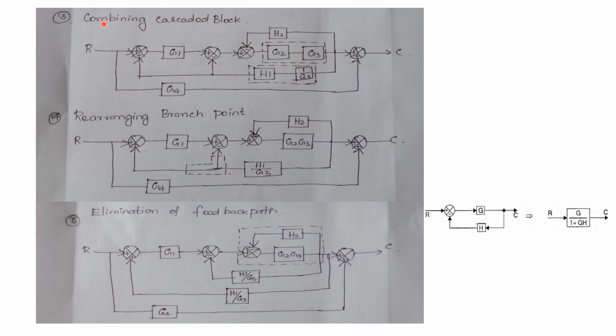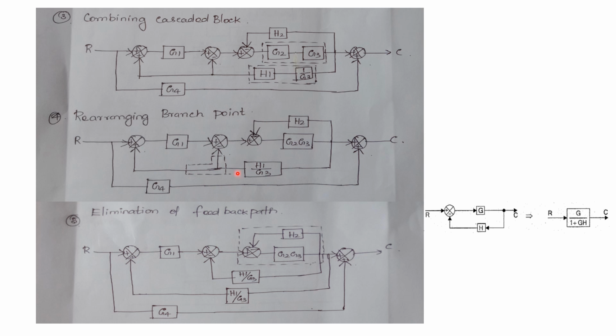So what we have to write here is combining the cascaded blocks or series blocks. Here two operations are performed at a time. Otherwise, first we can combine these two blocks, then in the next step combine these two blocks. Here, in the same step, we are combining these two blocks. After combining, this will be the diagram: G2 into G3 is the value inside the block, and here H1 into 1 by G3, that will be H1 divided by G3. So now this will be the diagram.